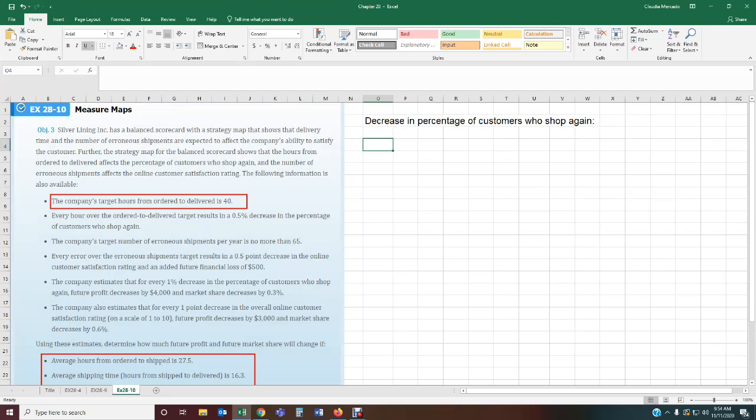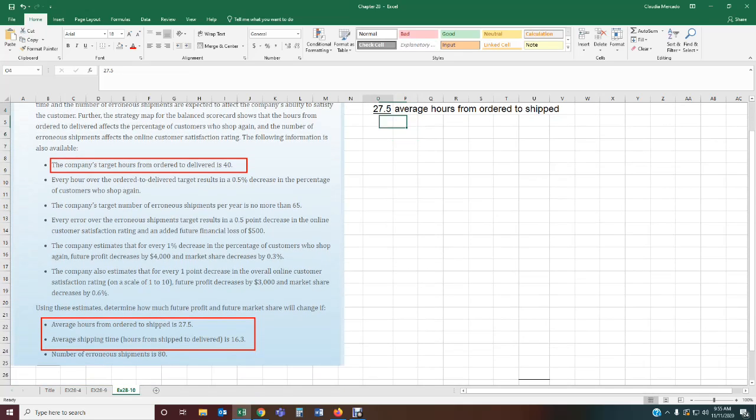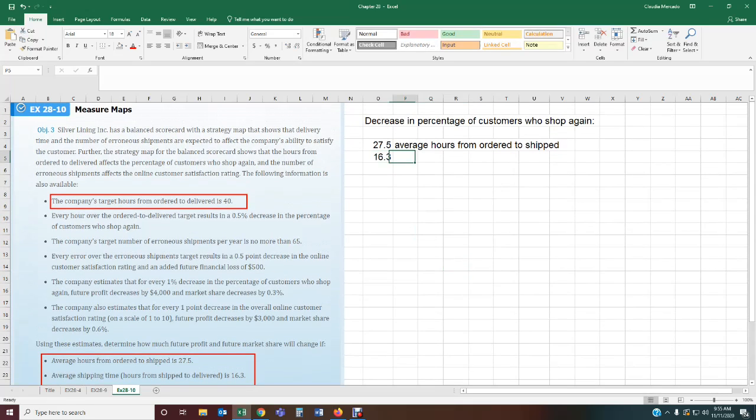So the first thing we have here is the 27.5 hours, and that is the average hours from ordered to shipped. And I'm getting that from down here. So from ordered to shipped, it takes me 27 and a half hours. From shipped to delivered, it takes me 16.3 hours. That is the average hours from shipped to delivered.